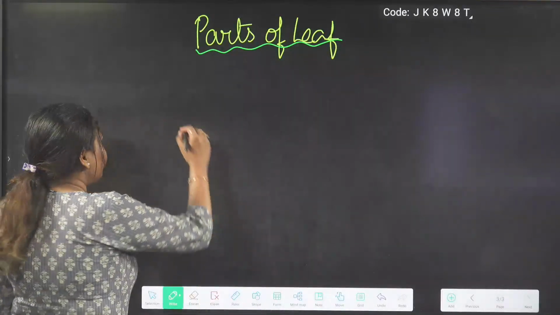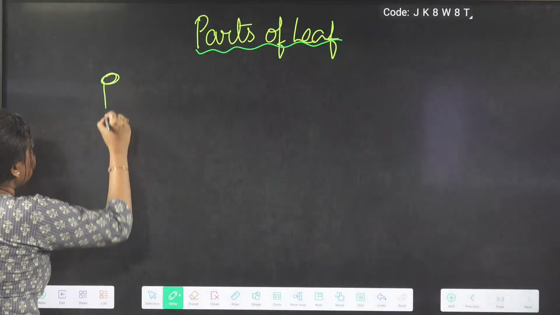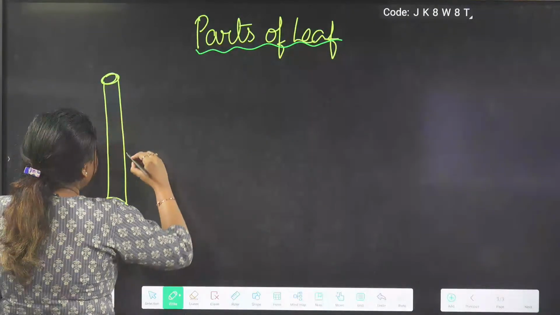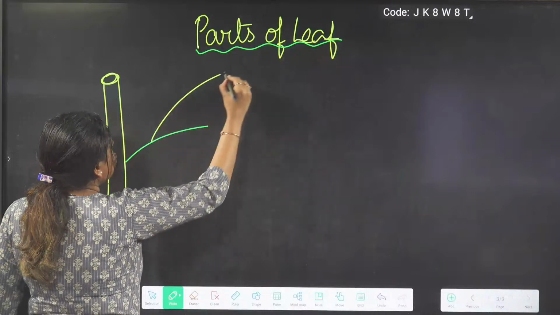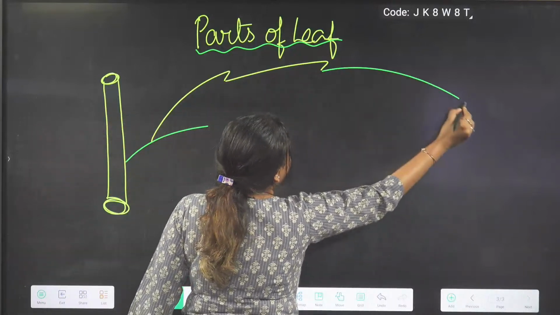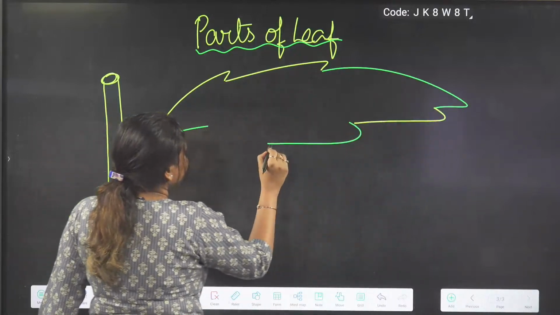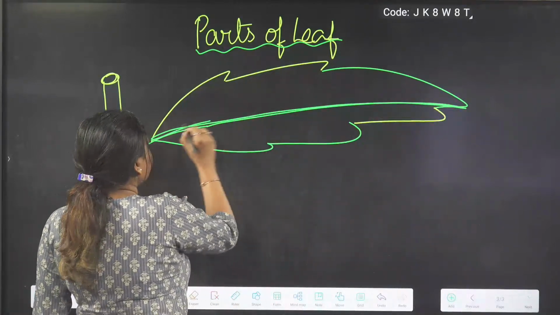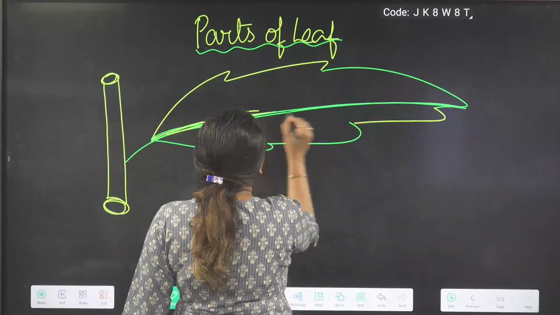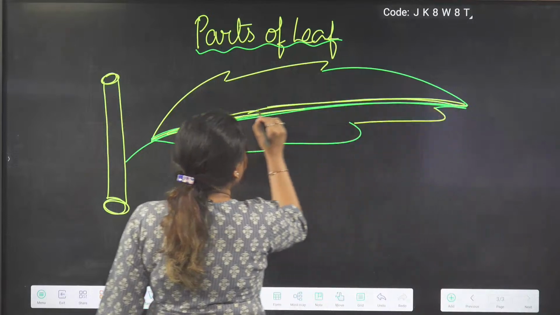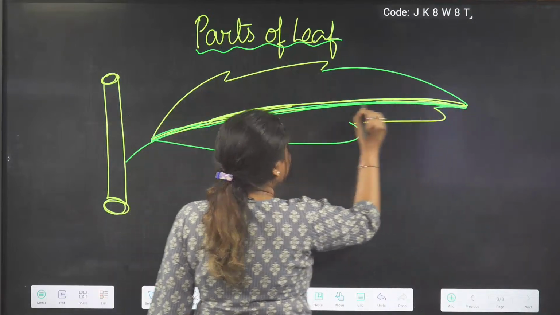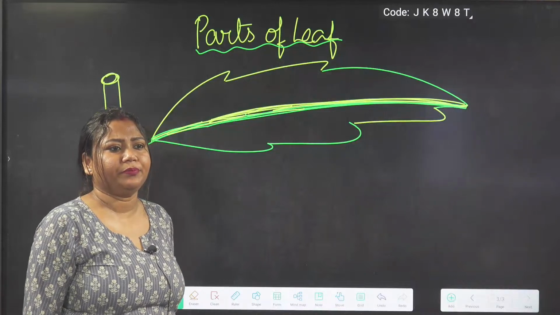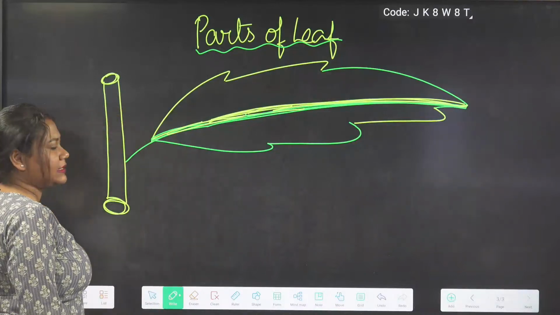Chalo, parts of leaf, ready? This is your stem, very interesting. See, this is your stem. And from here, this is your leaf. Okay, suppose this is your leaf. What is this known as which I am drawing in the middle? Can anyone tell me? Yes, midrib, midrib.